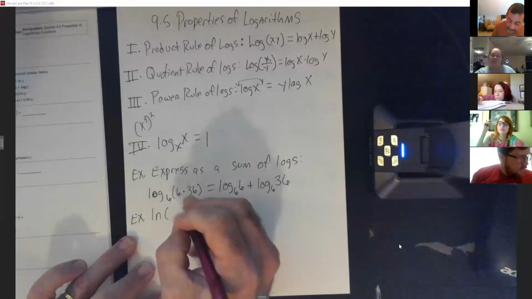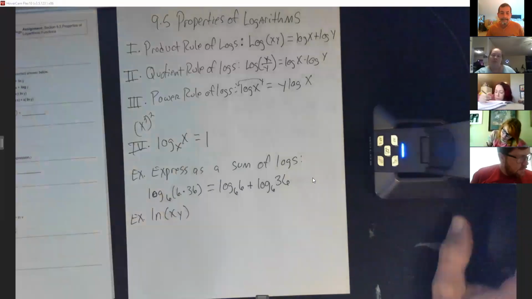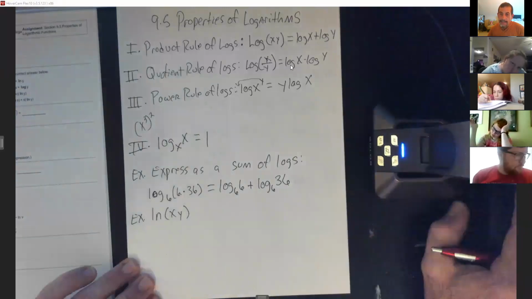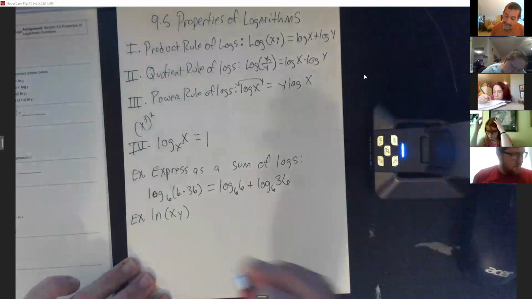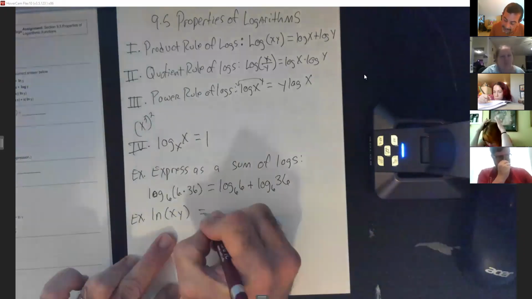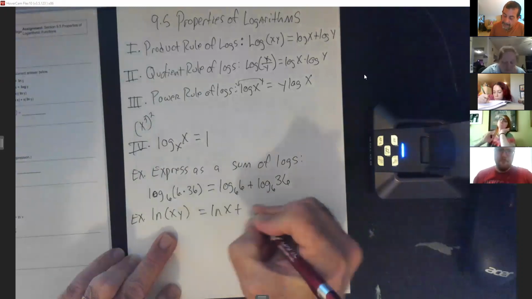ln of x times y. So notice I got my product, which is the x times the y. So you're basically distributing these ln's, so that this will be a ln of x plus ln of y.